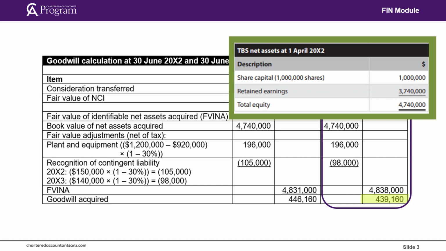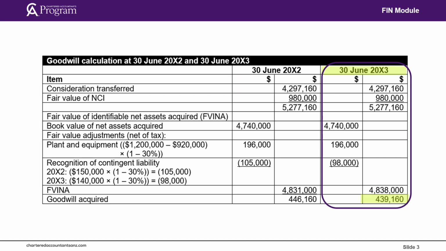$4,740,000 net asset value. We need to make acquisition date fair value adjustments for plant and equipment and for a contingent liability. IFRS 3 generally requires fair values to be recognized when calculating goodwill in a business combination. As the plant and equipment's fair value was higher than its book value, we add this $196,000 after-tax adjustment. The main complication in this goodwill calculation is the contingent liability.